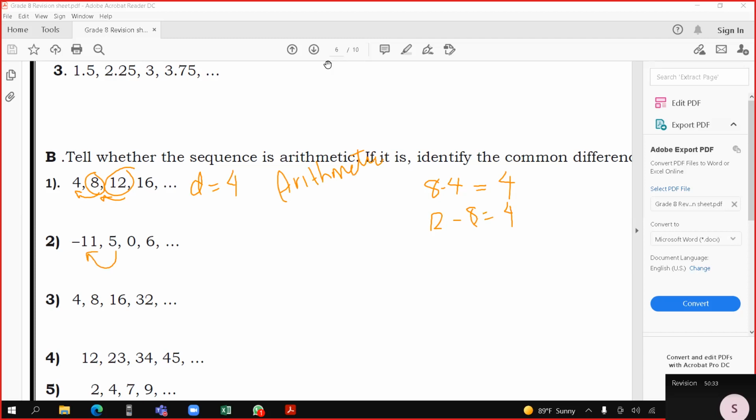Now look at the second one here. 5 minus negative 11 is 16. Then 0 minus 5 is negative 5. And then 6 minus 0. So the differences are different, so it's not arithmetic. Good. Thank you so much.